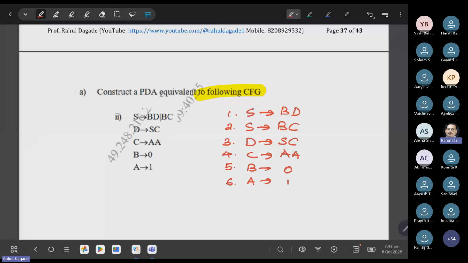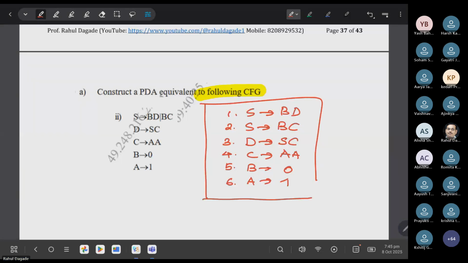So for all these productions, you have to write down the transitions. Okay. So all of you try it. I'll give you 5 minutes.